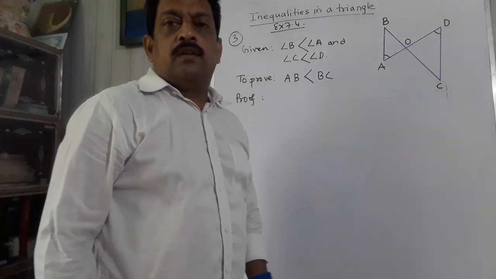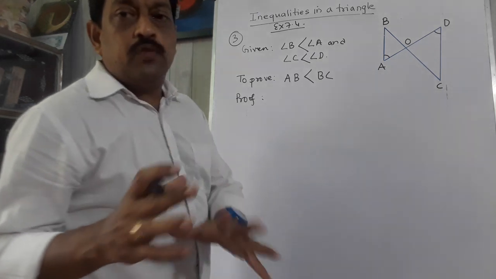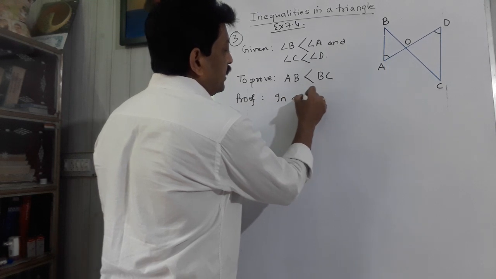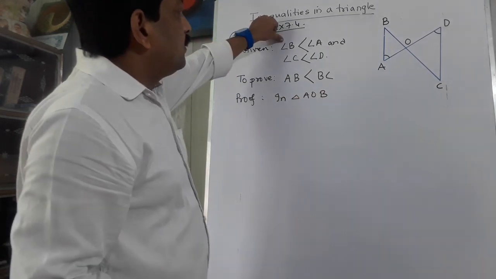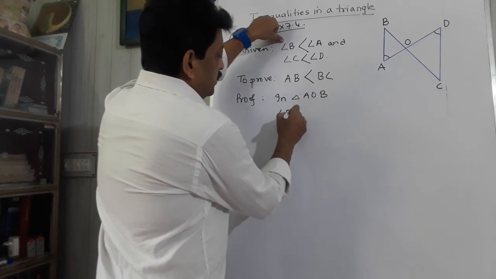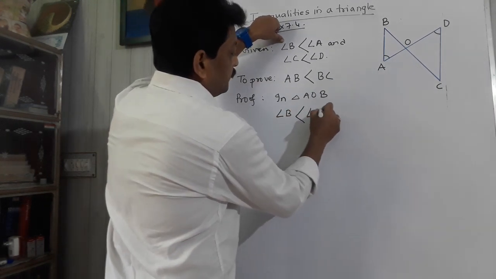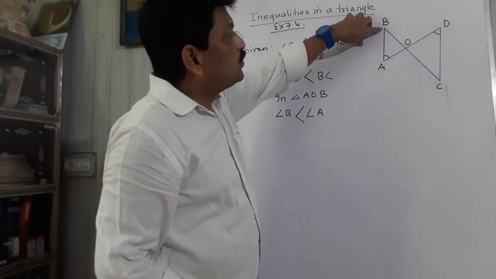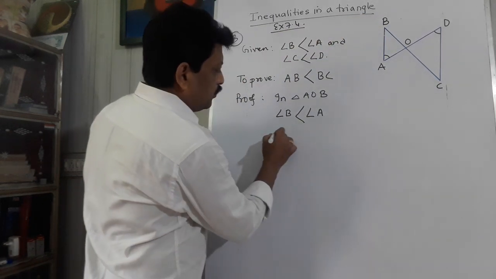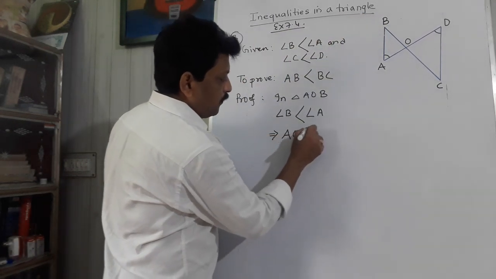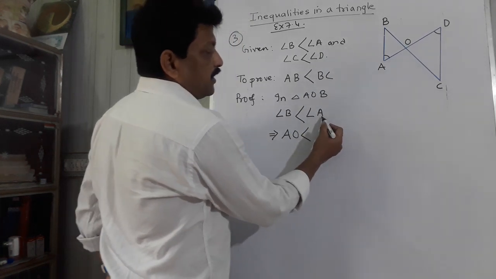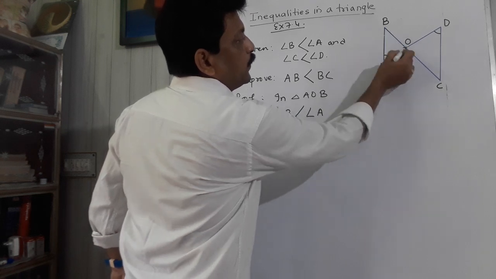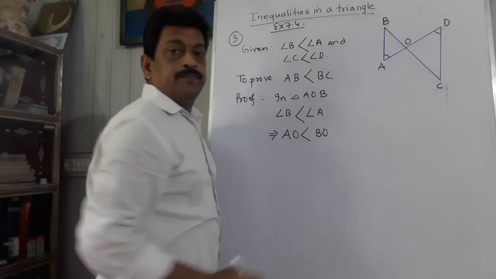So there are two triangles. Let us proceed one by one. First, let us take the triangle AOB. In triangle AOB, it is given in the question that angle B is less than angle A. Now, if angle B is less, then side opposite to angle B is AO. So AO will be less, and angle A is greater. So angle A is this one, and the side opposite to angle A is BO. So BO is greater.